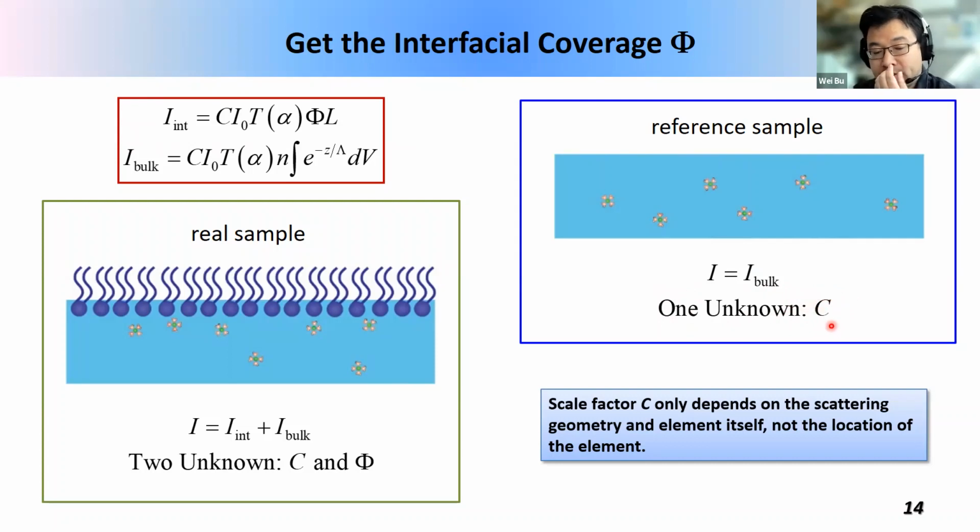So now let's talk about scale factor C. Scale factor C only depends on the scattering geometry, like what absorber you use, and how close you put the detector on top of the sample. It also depends on the element itself, like remember that example I mentioned for calcium and barium. Different elements could have different fluorescence yield. That will lead to different scale factors. But the scale factor does not depend on the location of the element. So which means if we get a scale factor C from a reference sample, and if we do not change the scattering geometry, we can put this C back to the real sample. Then we will have just one unknown parameter, which is phi. So then we can get phi out.